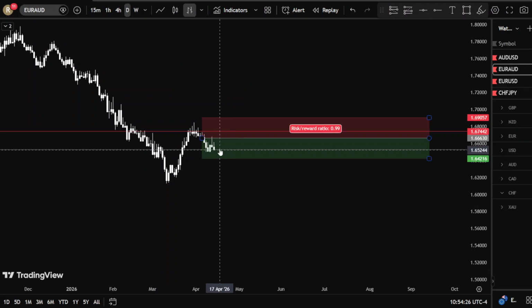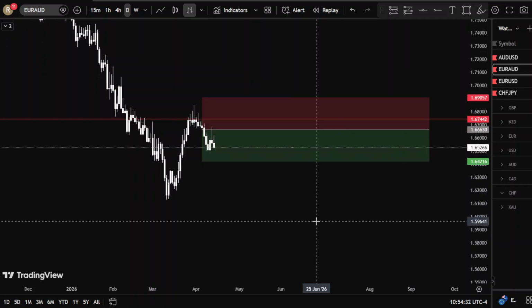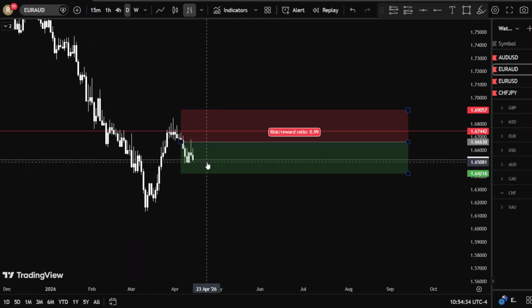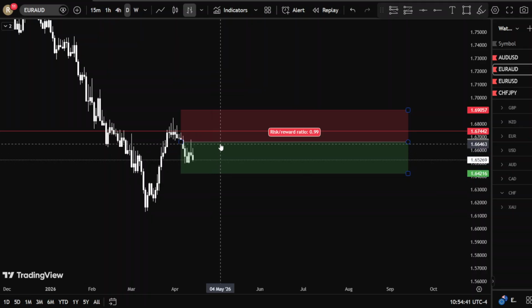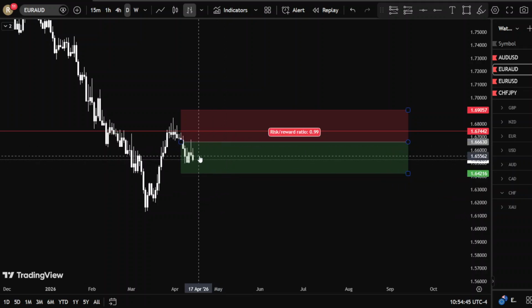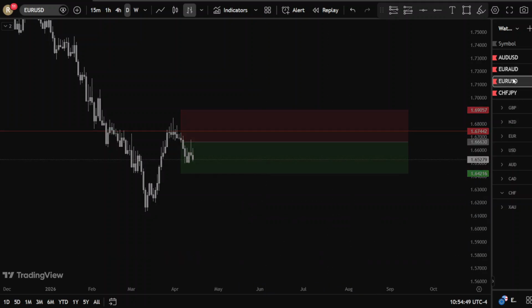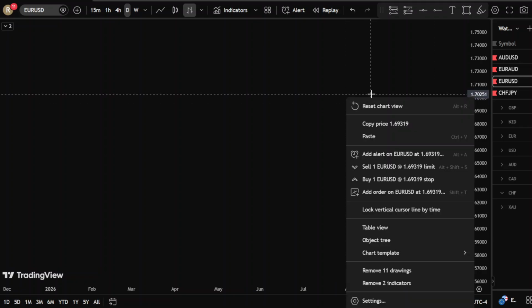So yeah, this one will probably play out within the next few days. We will see. You never know. If it starts to go the other direction, let's say it almost hits the target and then it starts to go back, maybe I will close it at the break-even point. But most likely this will hit. Next one is Euro USD.